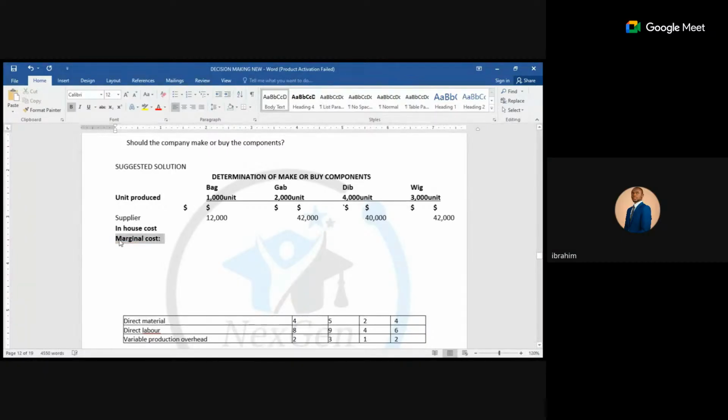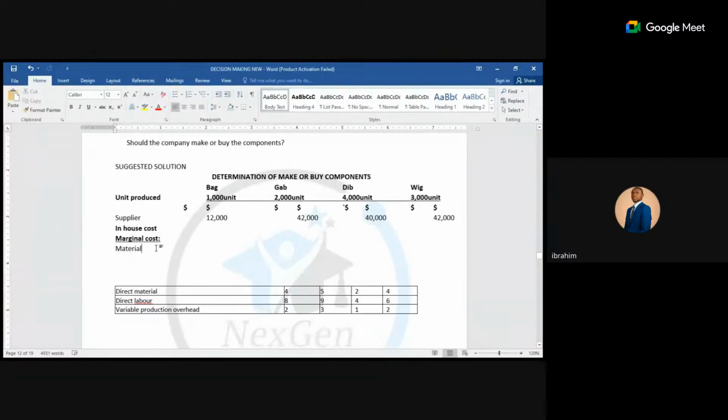So we need to compare. So material is a relevant cost. So what is the cost of the material per component, per unit? This is 4 naira per unit, class. So when you multiply 4 times 1,000 units, we have 4,000 naira. Thank you. 4,000 naira.